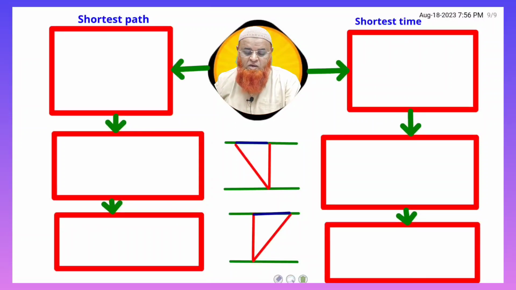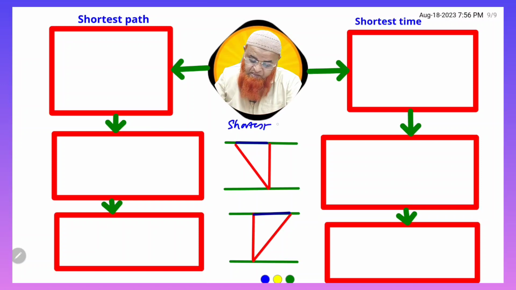My dear students, today I would like to discuss relative velocity of boat and river by using a flow chart. Okay, so now you can see here the first diagram will represent the shortest path.